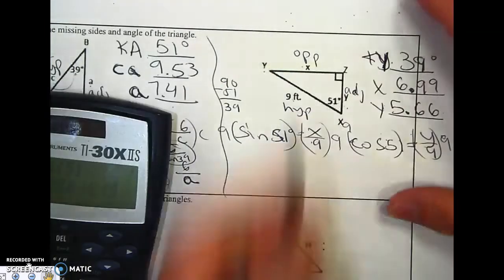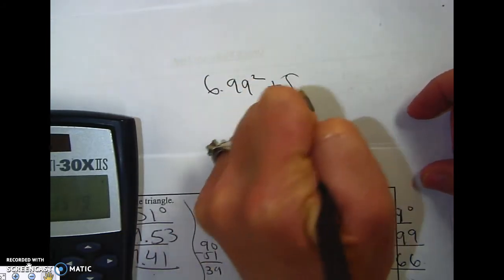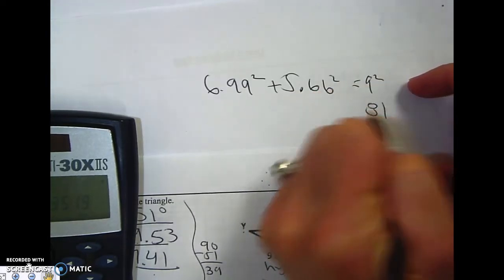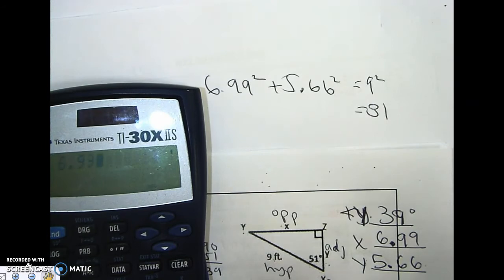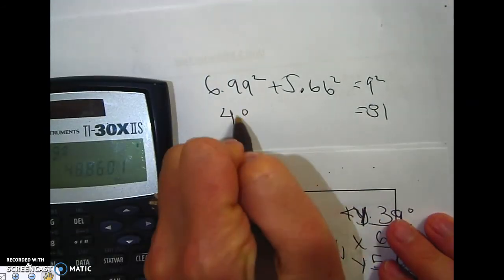And then I could check. So I can go 6.99 squared plus 5.66 squared equals 9 squared. I know 9 squared is 81, so I'll go 6.99 squared. I could just do 7, but whatever. 48.86.